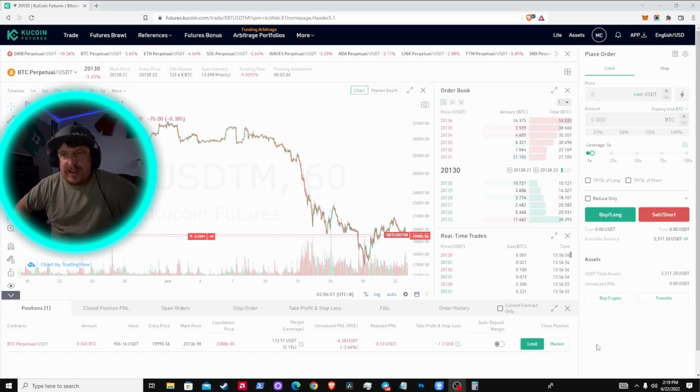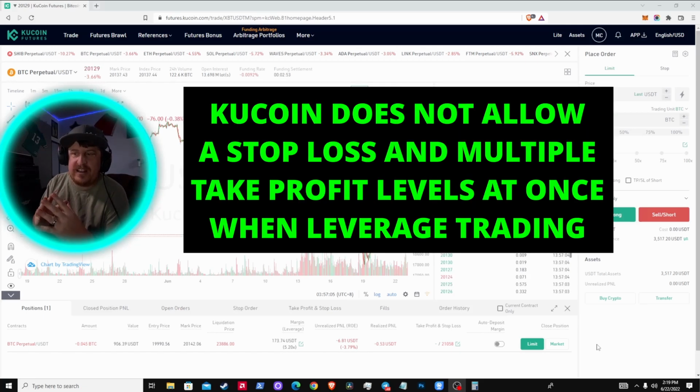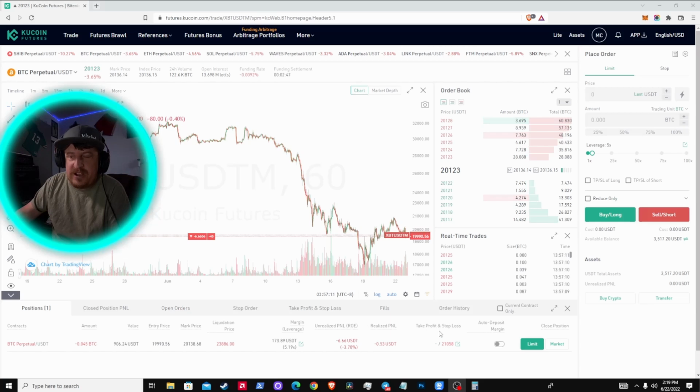Now, the most annoying thing that I found on KuCoin as it stands right now, and I don't know if I'm just wrong, and if I am, someone please leave me a comment in the comment section, but KuCoin does not allow you to have a stop loss in place and multiple take profit levels in place. So what I mean by that is the only feature that I found that allows you to take profits in percentages would be this limit.